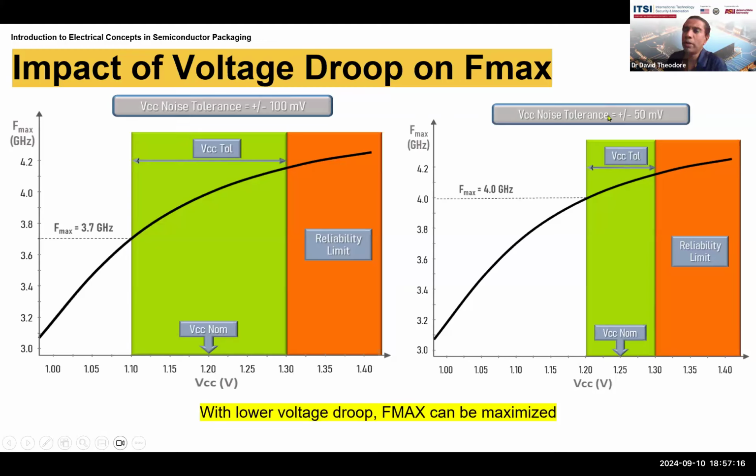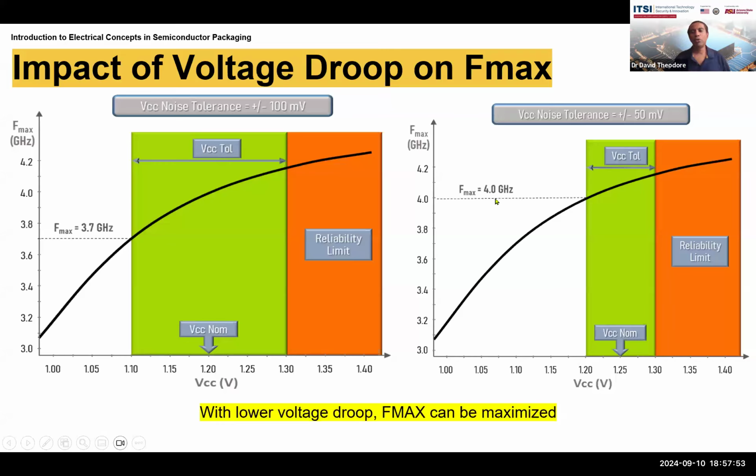So if you engineer your power supply and so on better so that the noise tolerance is smaller, so instead of plus or minus 100 millivolts, you engineer your capacitors and inductances and resistances in such a way that the noise you're tolerating in the system is plus or minus 50 millivolts instead of 100 millivolts, now the green band becomes tighter. Your normal VCC nominal can operate at 1.25 volts instead of 1.2 volts on the left. And as a result, the reported max frequency goes up to 4 gigahertz.